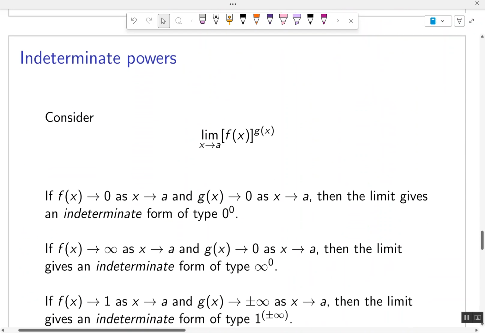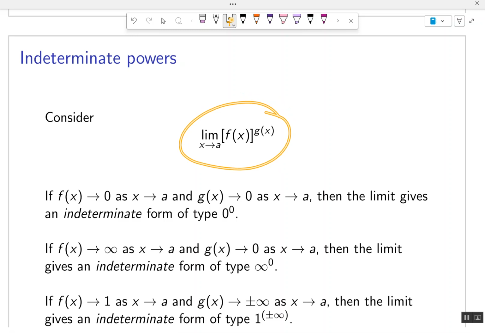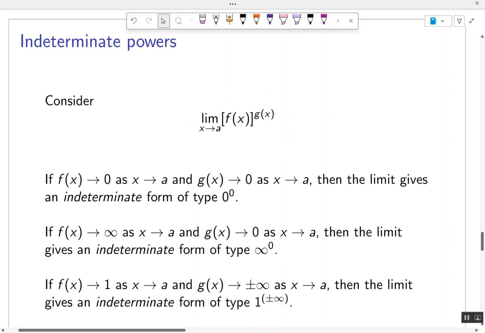Okay, here's the tricky one. Indeterminate powers. Now we're looking at the limit as x approaches some number of f of x to the power of g of x. If both f and g go to 0, then we have an indeterminate form of the type 0 to the 0. And if they both go to infinity, then we have an indeterminate form of the type infinity to the infinity. If f goes to infinity and g goes to 0, then we have a different indeterminate form of the type infinity to the 0.